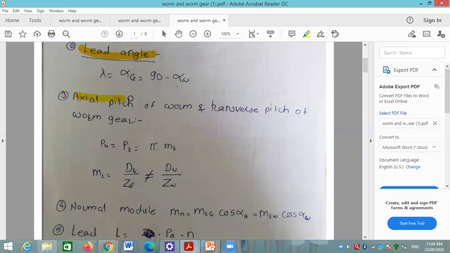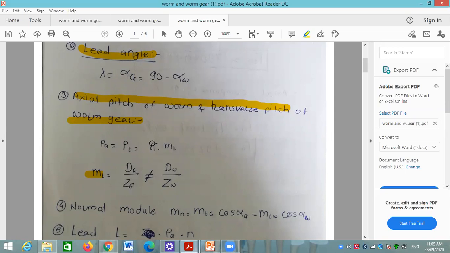The third formula is the axial pitch of the worm and the transverse pitch of the worm gear. Axial pitch for a worm means PA, P for pitch, A for axial. Axial pitch is equal to pi into MT, where MT is the transverse module. The formula for MT is equal to DG divided by ZG, where DG is the diameter of the worm gear and ZG is the number of teeth on the worm gear.